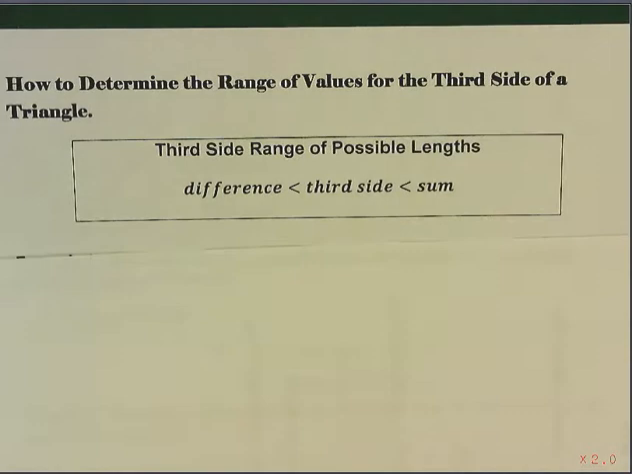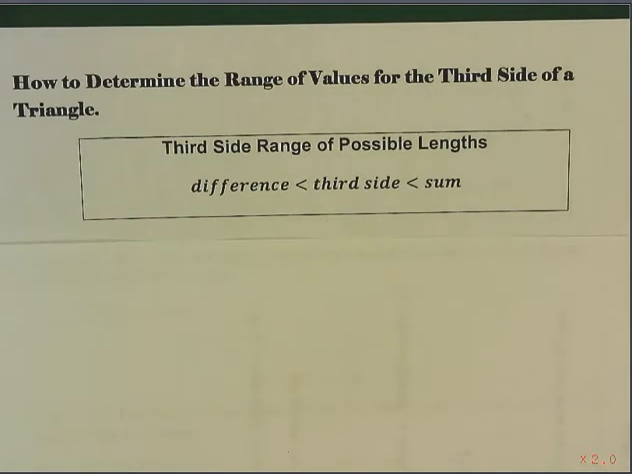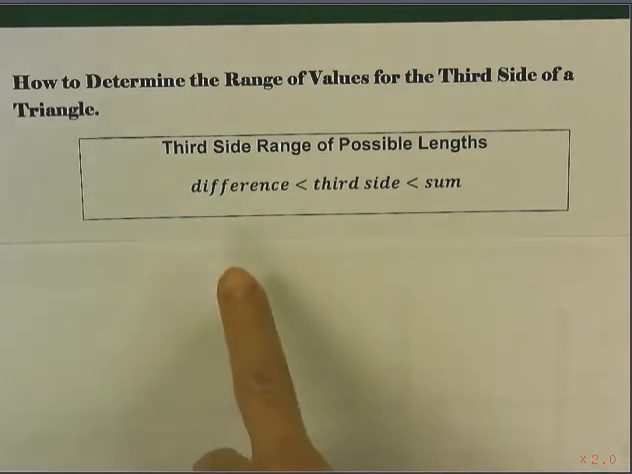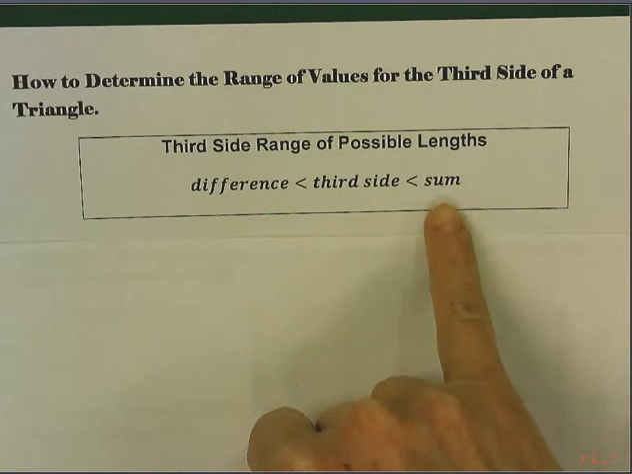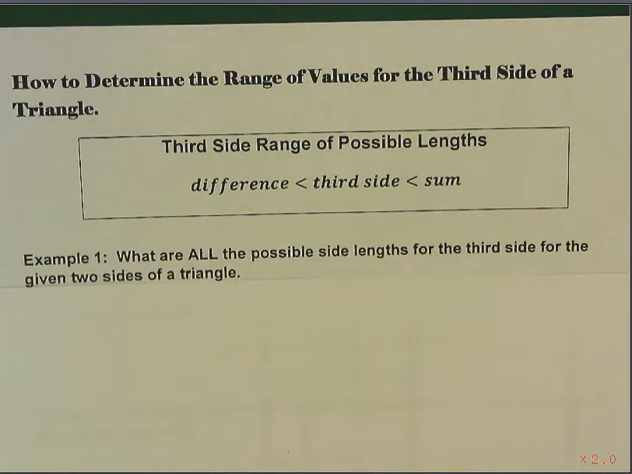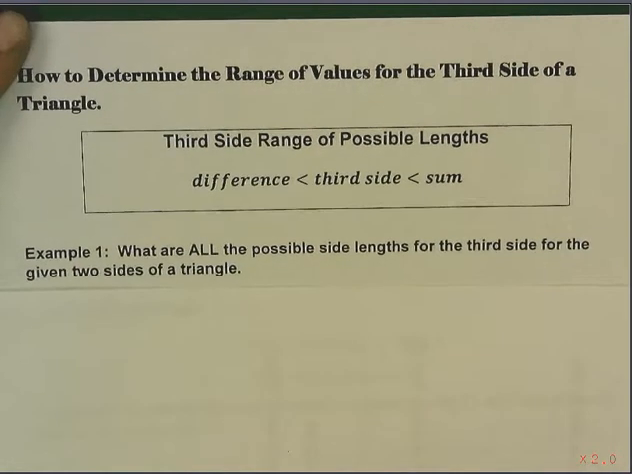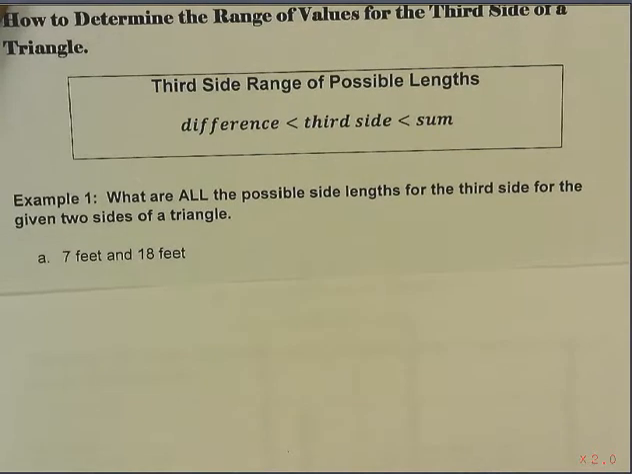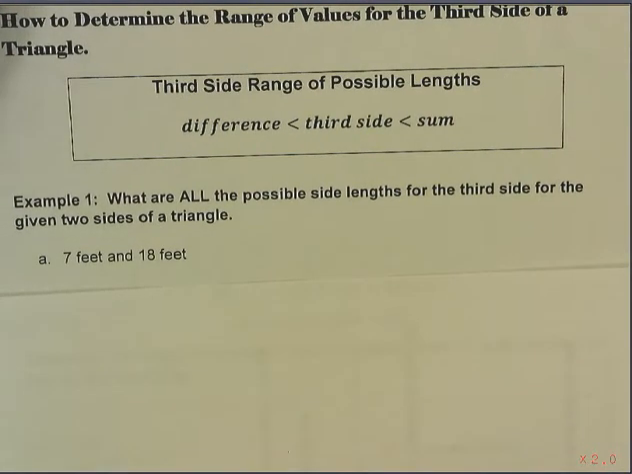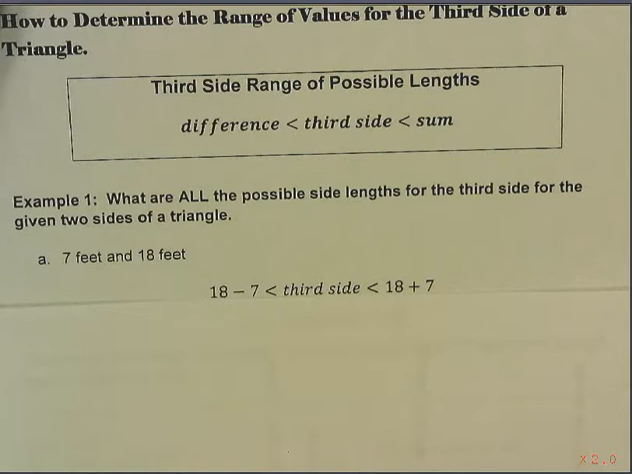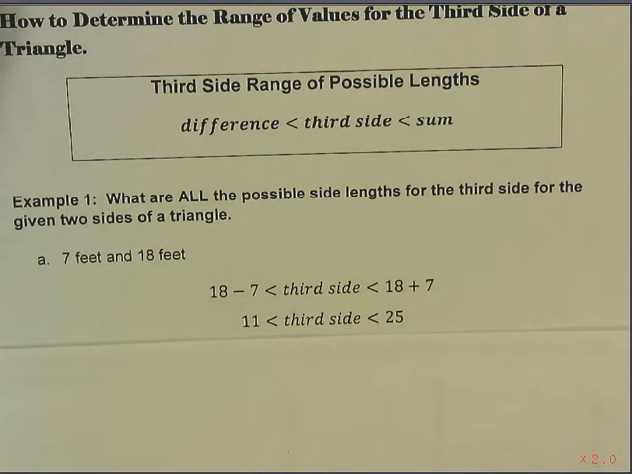All right, the next idea we saw in class was how to determine the range for the third side of a triangle. So if I give you 2 side lengths of a triangle, the third side range will be between the difference of those 2 numbers and the sum of those 2 numbers. So for instance, what are all possible lengths for the third side for a triangle with 7 and 18 feet for 2 of the sides? So the third side will be between 18 minus 7 and 18 plus 7. So any number between 11 and 25, not including 11 and 25. Okay.